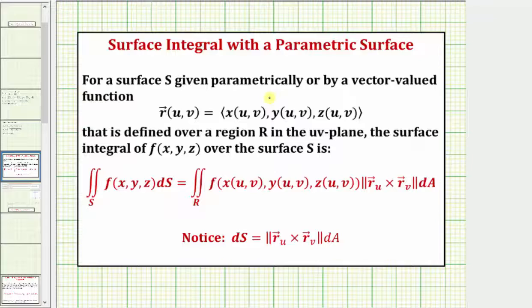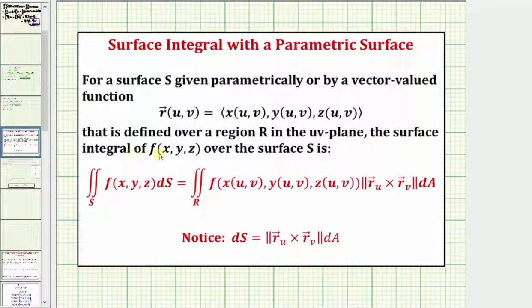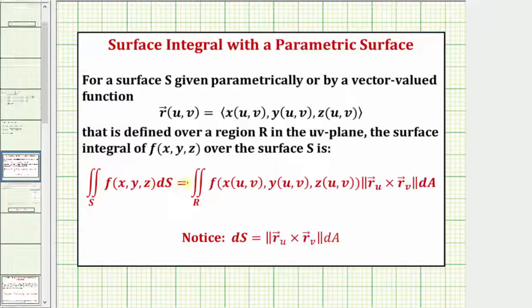For a surface S given parametrically, or by a vector valued function r of u comma v as shown here, that is defined over a region R in the UV plane, so the region R will be the projection of r of u comma v onto the UV plane, the surface integral of f of x comma y comma z over the surface S, written as the double integral over the surface S of f of x comma y comma z, integrated with respect to S, is equal to the double integral over the region R of f of r of u comma v times the magnitude of the partial derivative of r with respect to u crossed with the partial derivative of r with respect to v times differential A.